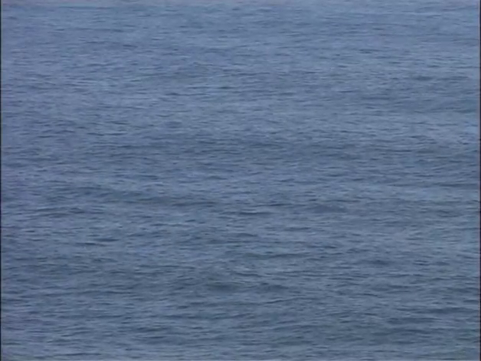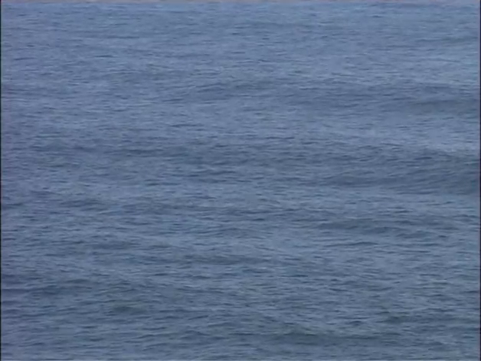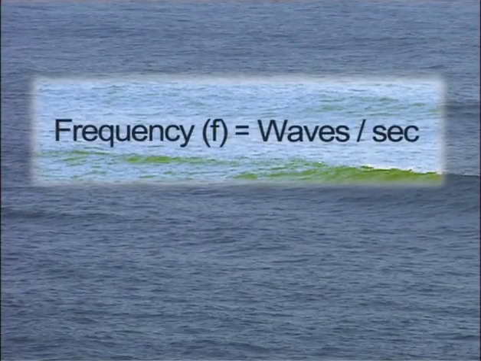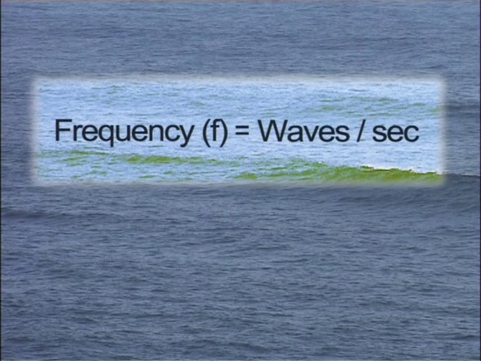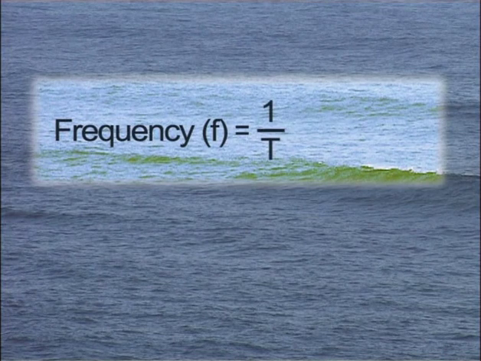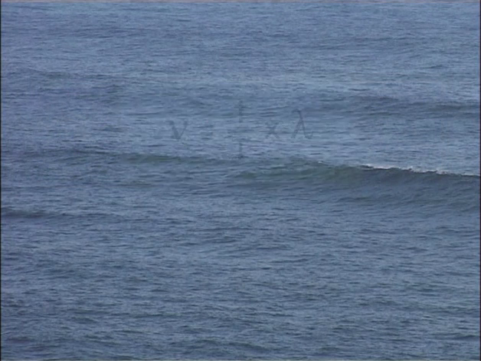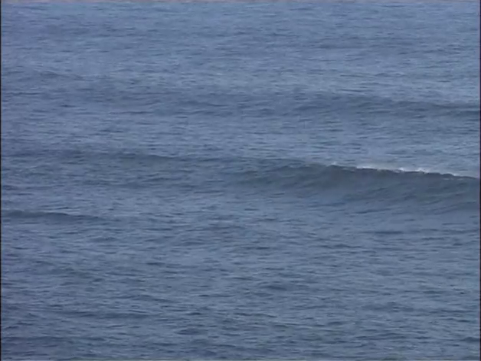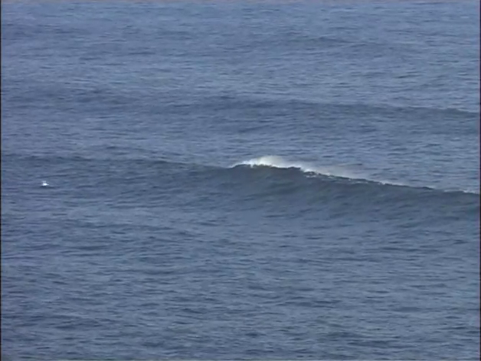Wave speed can also be calculated using the frequency of the wave. Frequency refers to the number of waves per second. This is defined as 1 divided by the period. If we multiply frequency by wavelength, we get the speed of the wave. Again, this is simple logic.